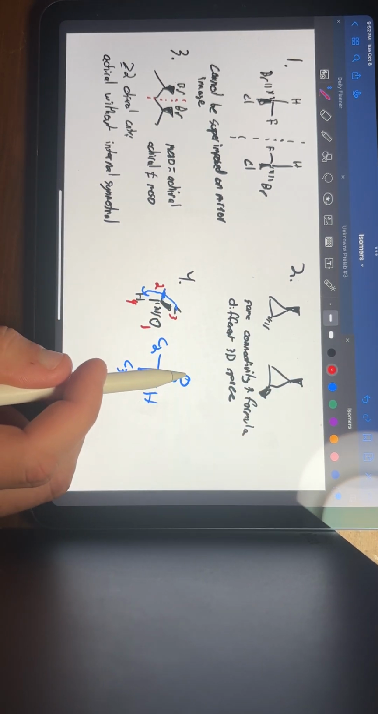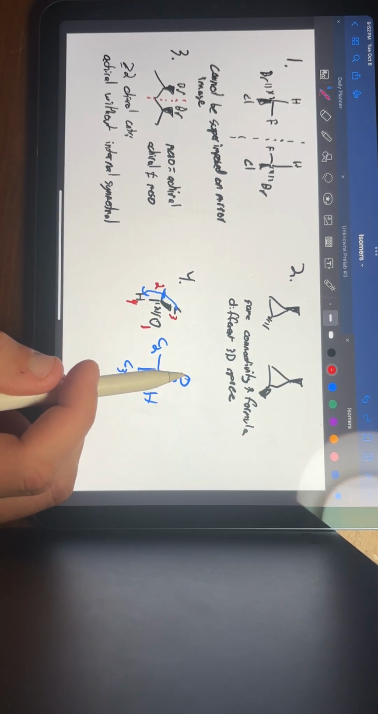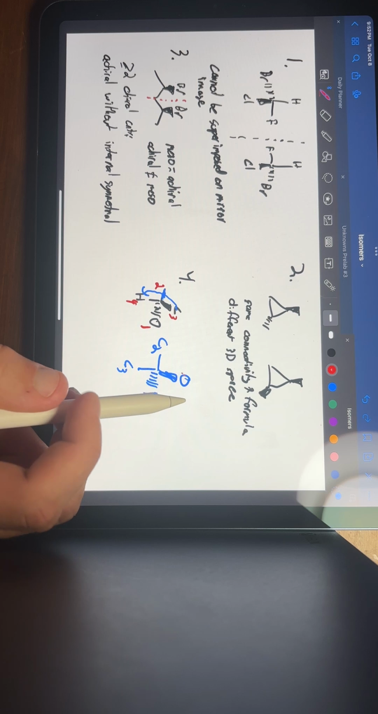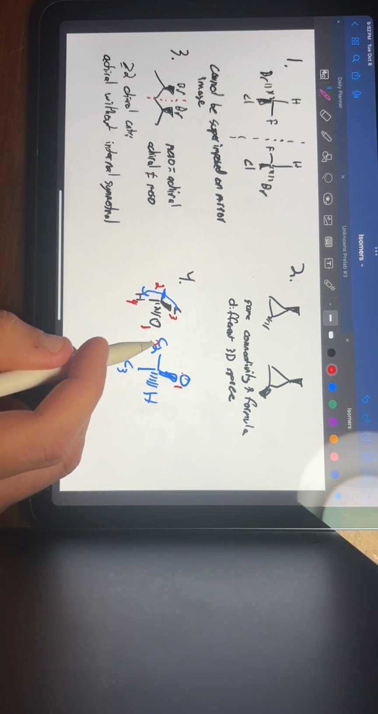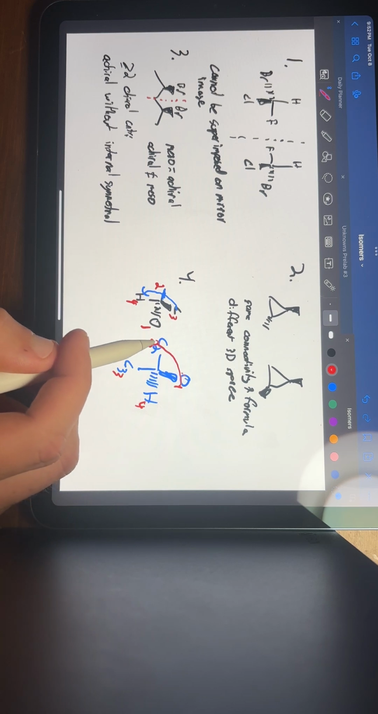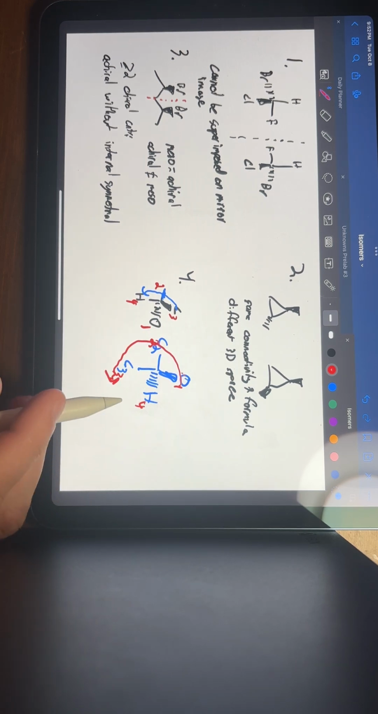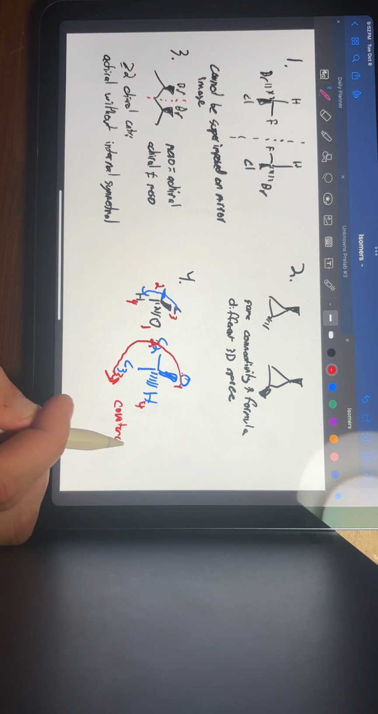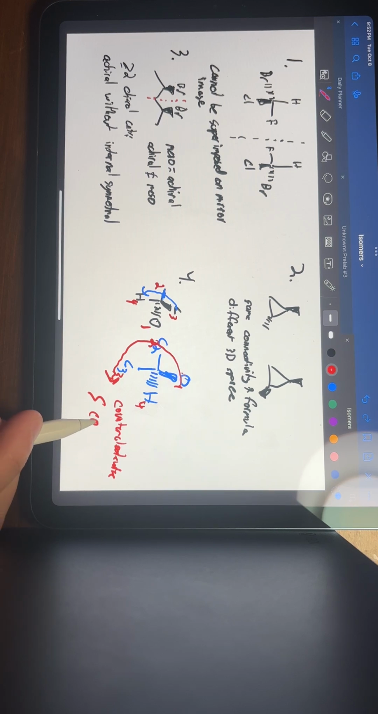This means this is 1, this is 2, this is 3, this is 4, and we follow the direction of 1, 2, and 3, and we get counterclockwise, and then we get S configuration. See if I have everything. I think I got everything.